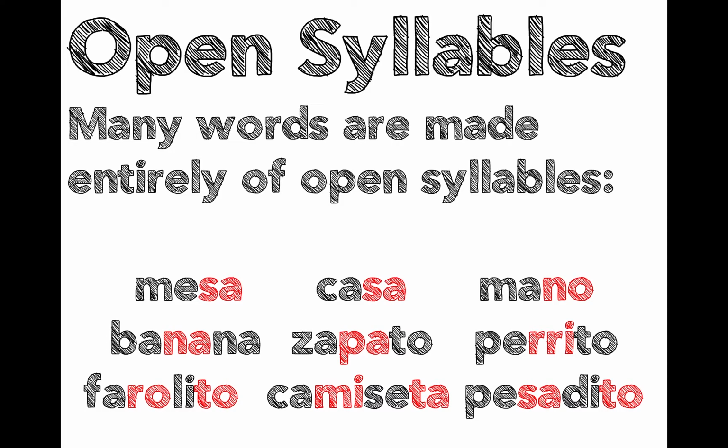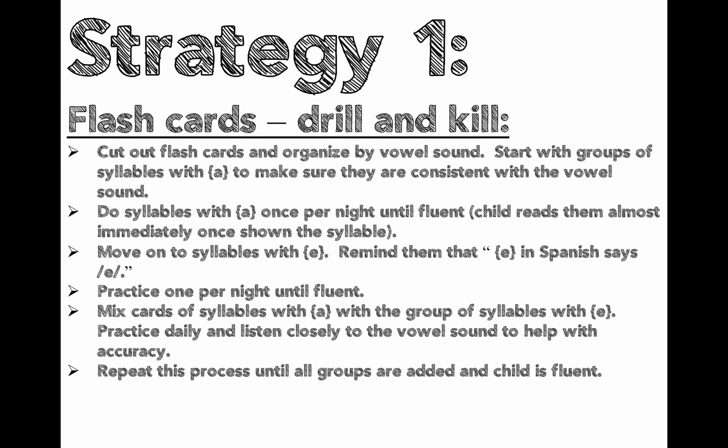Students are going to learn to chunk these open syllables together and make words. Words like mesa, casa, mano, banana, zapato. There are 4, 5, 6 syllable words that are made only of open syllables. So if they have mastered this skill, it opens their world up to a ton of new words that they can read with fluency. Here's the first strategy I'm going to give you.